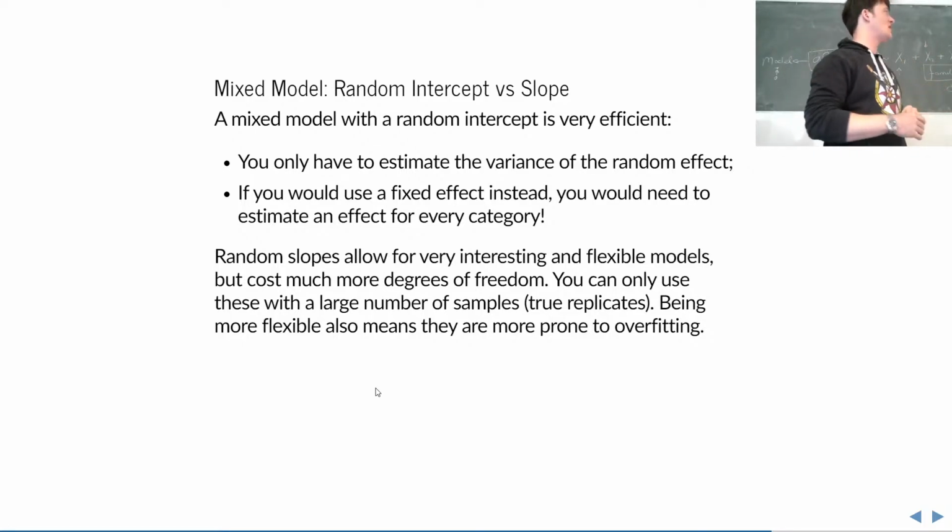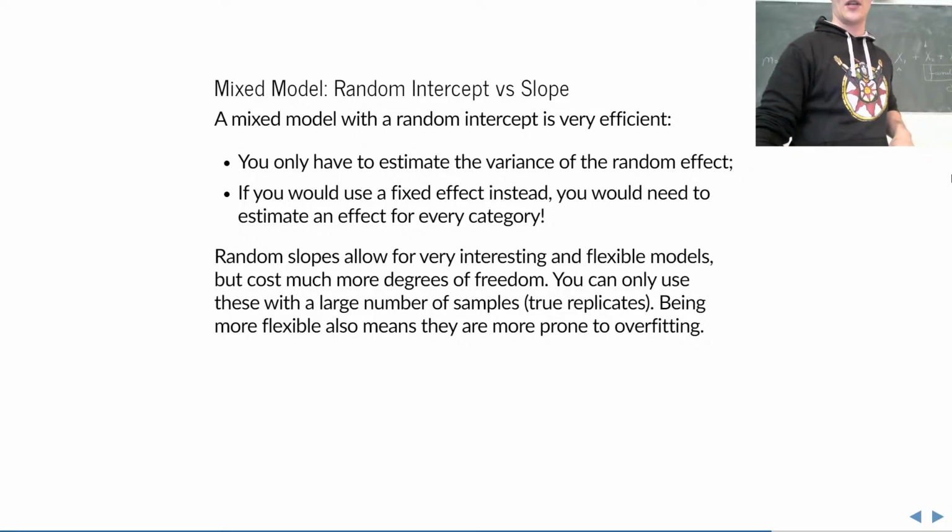Now, random slopes allow for very interesting models. Differential progression over time is something that could definitely make sense in your study, but be aware that this is a more expensive thing to do, so you need more true replicates. And if your model is more flexible, that by definition means it is more prone to overfitting. So even though it might seem appealing, it is not always, practically speaking, an option.